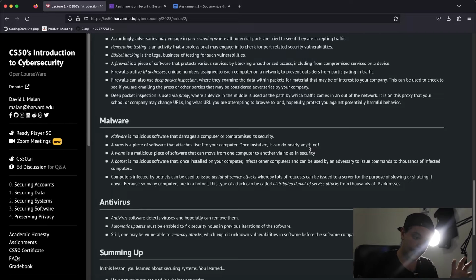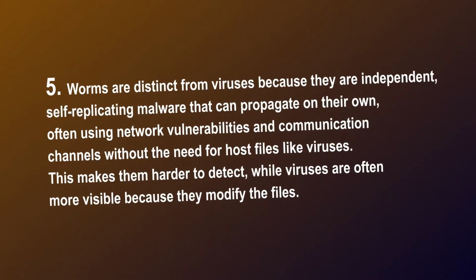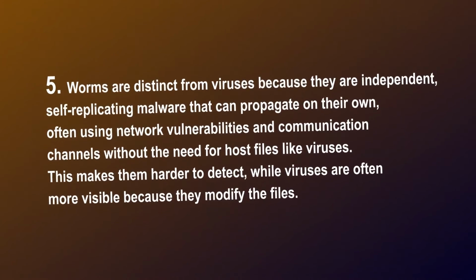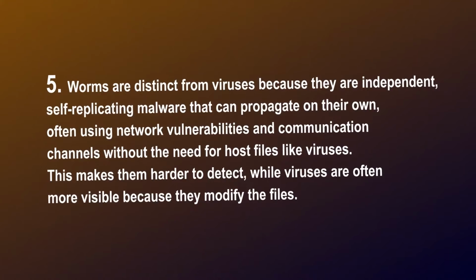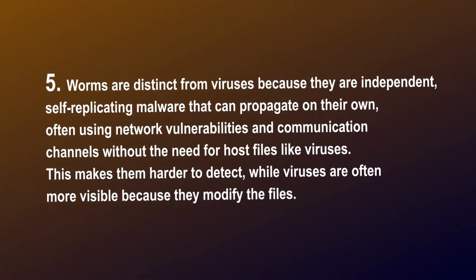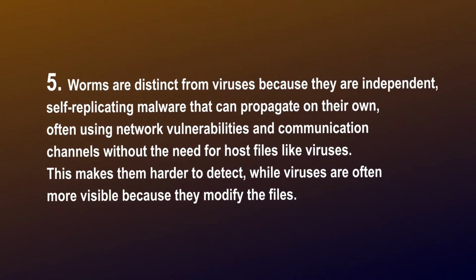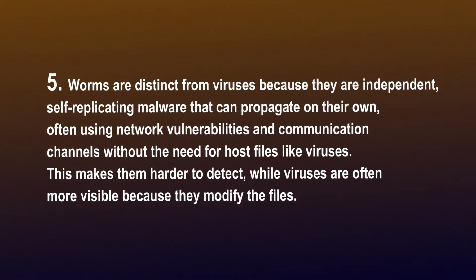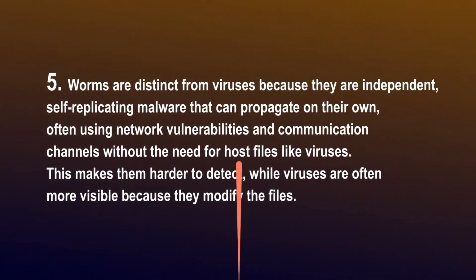It's pretty simple. We can use these concepts and some other information to answer this question. We could say that worms are distinct from viruses because they are independent, self-replicating malware that can propagate on their own, often using network vulnerabilities and communication channels without the need for host files like viruses. In this case, worms don't need a host file. They can propagate more easily than a virus. This makes them harder to detect, while viruses are often more visible because they modify files, right?